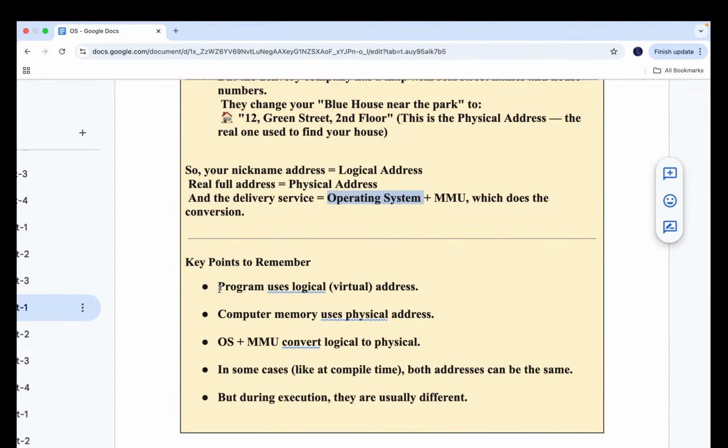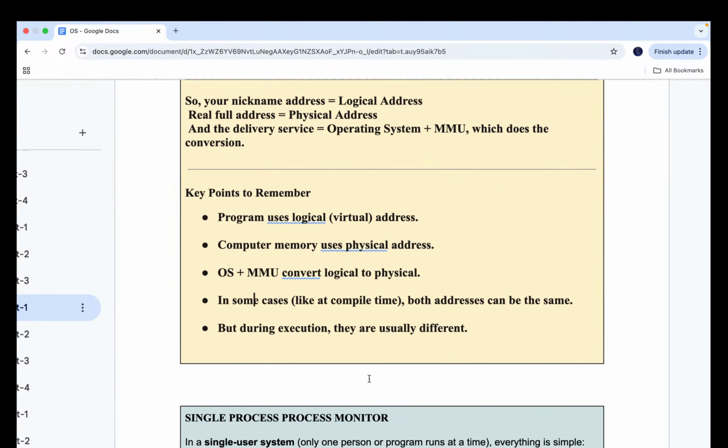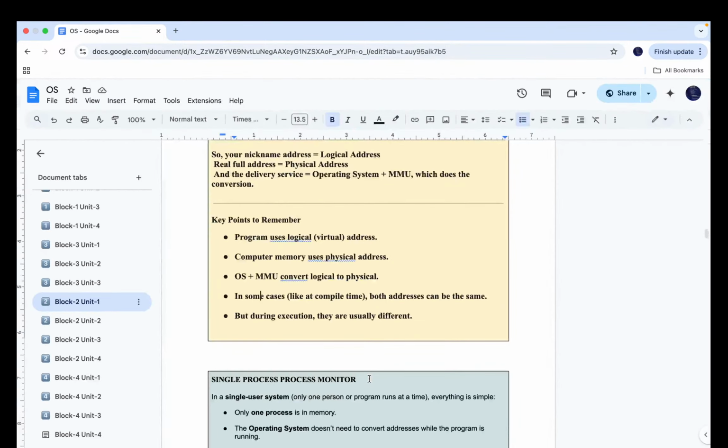Key points to remember. The program uses logical or virtual addresses. Computer memory uses physical addresses. OS plus MMU convert logical to physical. In some cases, like compile time, both addresses can be the same, but during execution they are usually different.